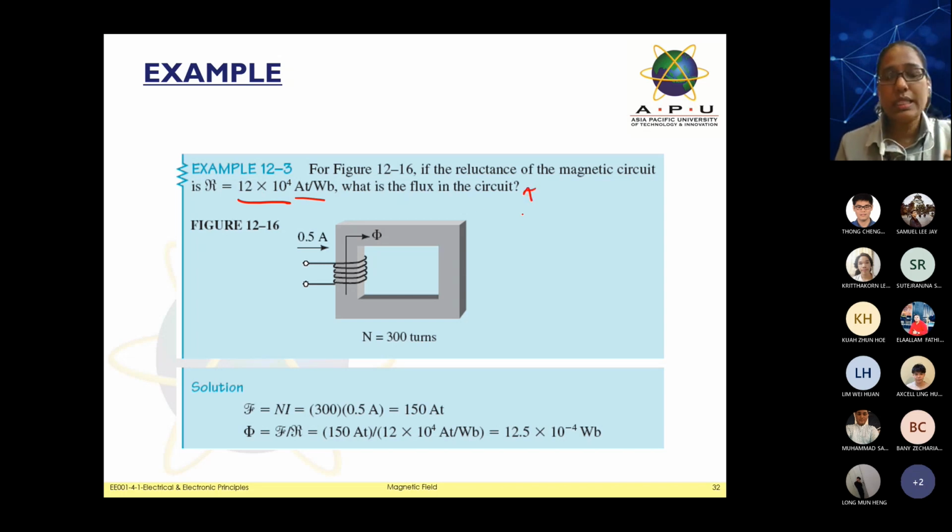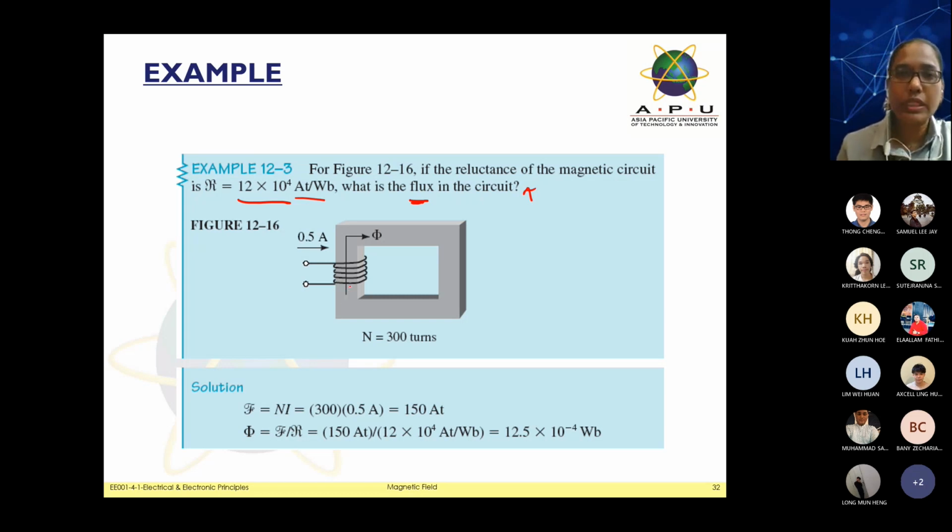Remember, sometimes your questions can be short and very direct to the point, and sometimes they are longer, but sometimes they give you something hidden. So when you start any question, take note of the key point first. In our question right now, they ask us to find the flux in the circuit. So we need to know what the value of the flux is. At the same time, they already defined some things for us.